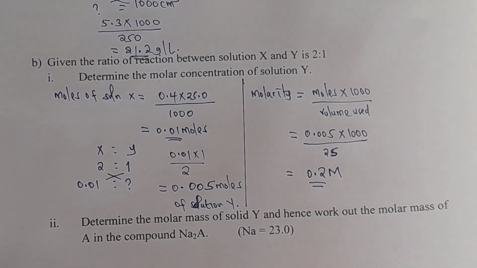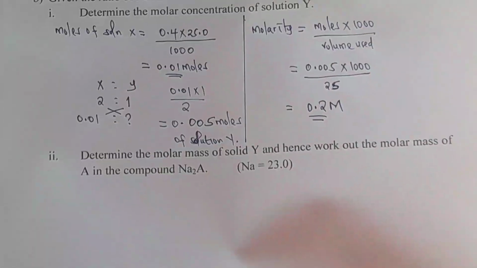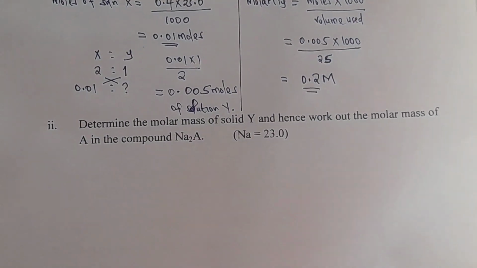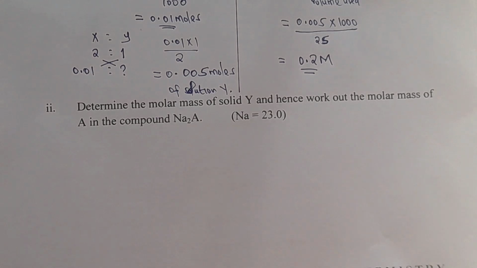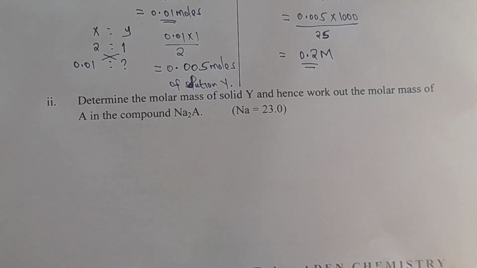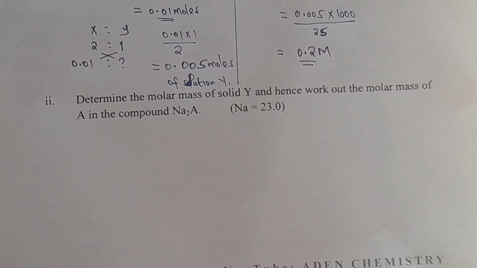We proceed next. What have we been told? We are told B(ii), determine the molar mass of solid Y. The molar mass of solid Y means the RFM of solid Y, and thereafter you work out the molar mass of A in the compound Na2A. So we have to proceed to RFM.